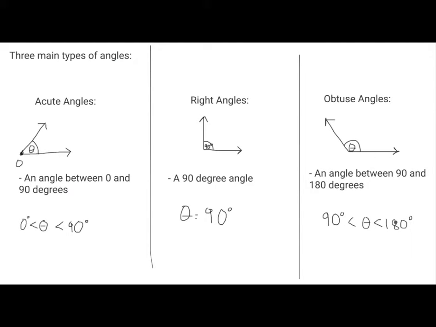If theta was equal to 180 degrees, and this would be our point O here. So for these diagrams, our point O's are here and here. If we had a 180 degree angle, it would look like this. And these two rays essentially just make a line. And this is called a straight angle.